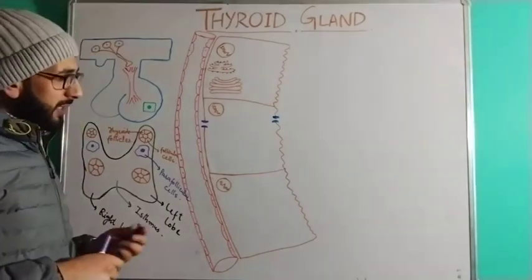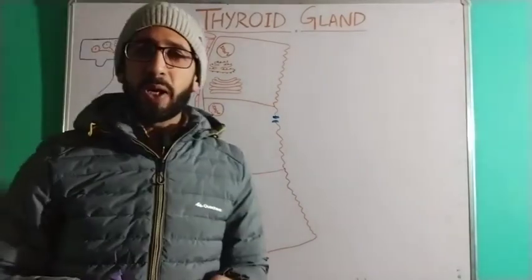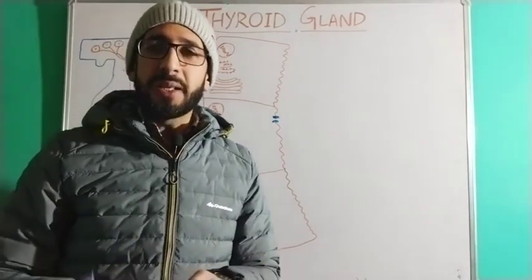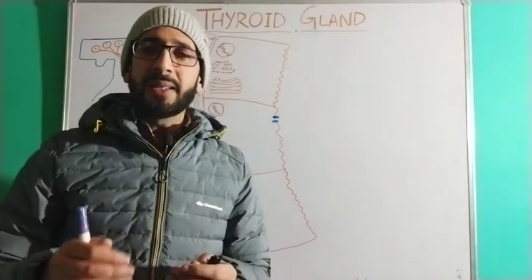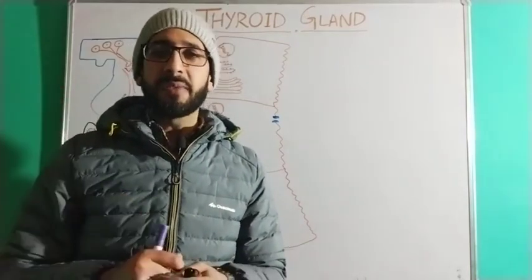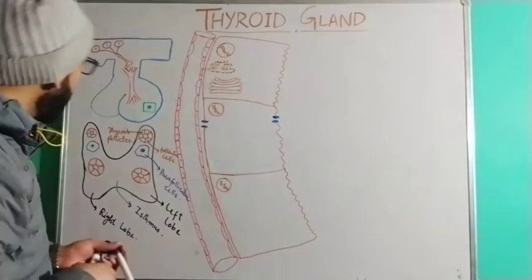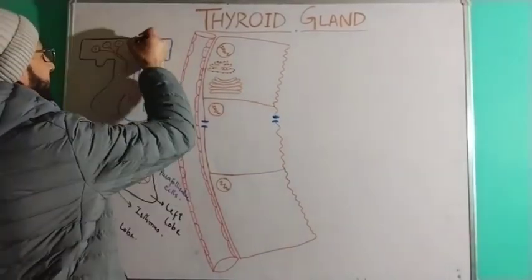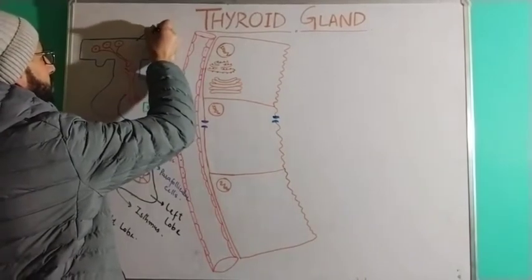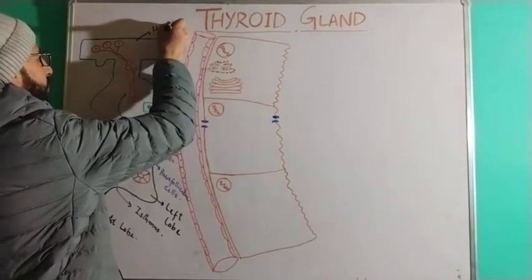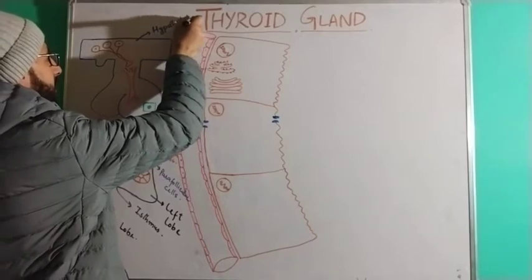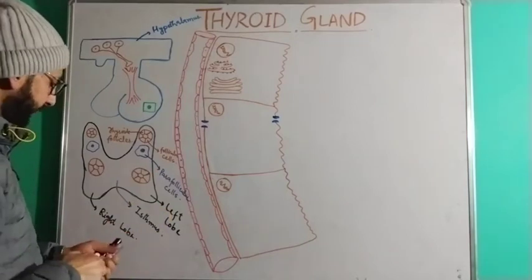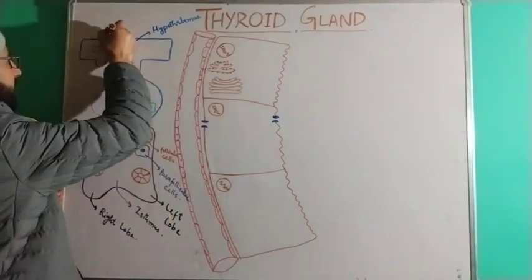Right. Now we are going to discuss the synthesis of the thyroid hormones, that is T3 and T4. The T3 and T4 synthesis process starts from our hypothalamus. We have discussed this so many times. The hypothalamus contains various nuclei, and one of the nuclei is our paraventricular nucleus. So here is our paraventricular nucleus.